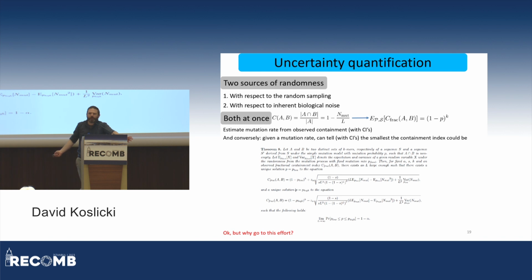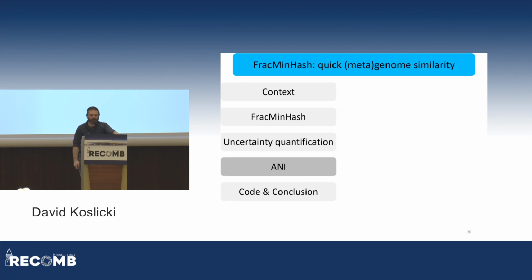But why are we going to all this effort to do all these expectations and things like this? Well, because it turns out this is related to ANI, average nucleotide identity. As a quick reminder, ANI is the ratio of matching versus all characters in two strings. For example, here are two strings, 50 nucleotides, all but 2 of them match, so ANI is 48 over 50. ANI turns out, ignoring indels, to be exactly equal to 1 minus p, that mutation rate. So now I have an exact way, using these FracMinHash sketches, to estimate ANI.